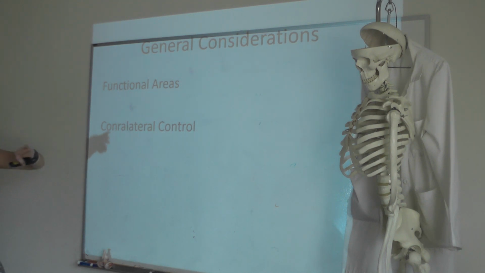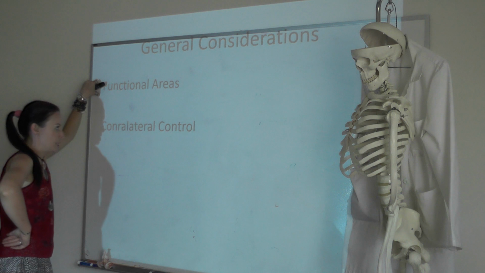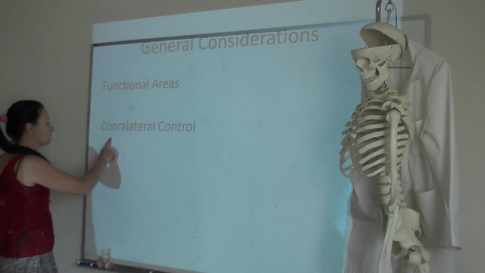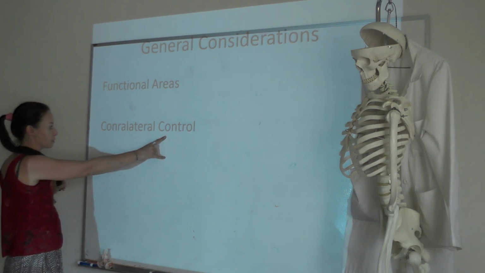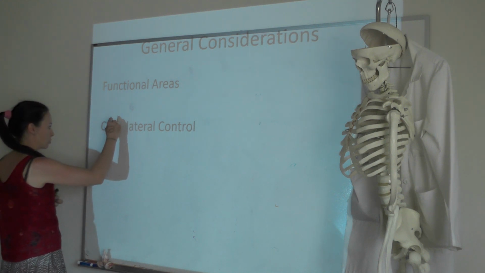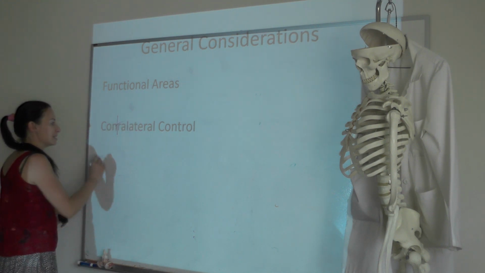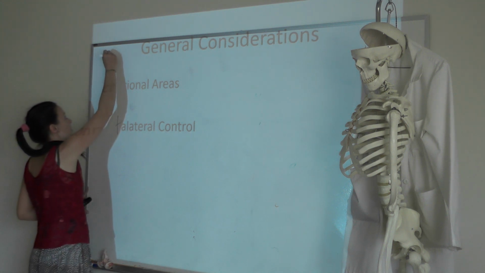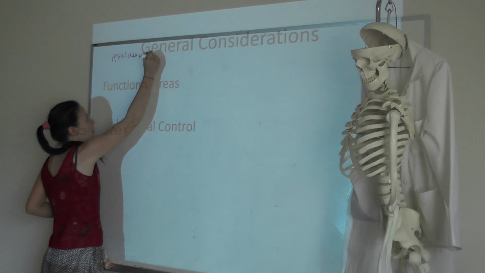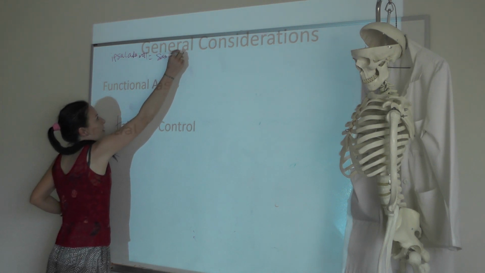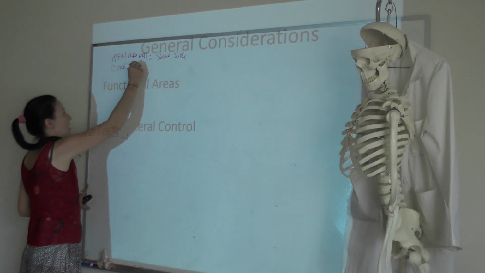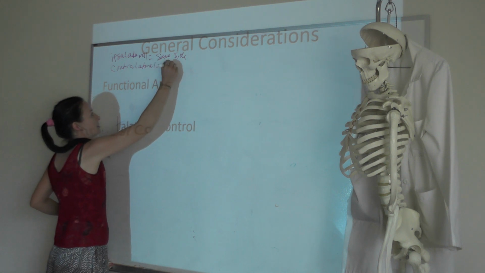Okay, so that was our first general consideration about the cerebrum. The next general consideration about the cerebrum is that it displays what we call contralateral control. What does this mean? Ipsilateral is the same side. Contralateral is the opposite side.